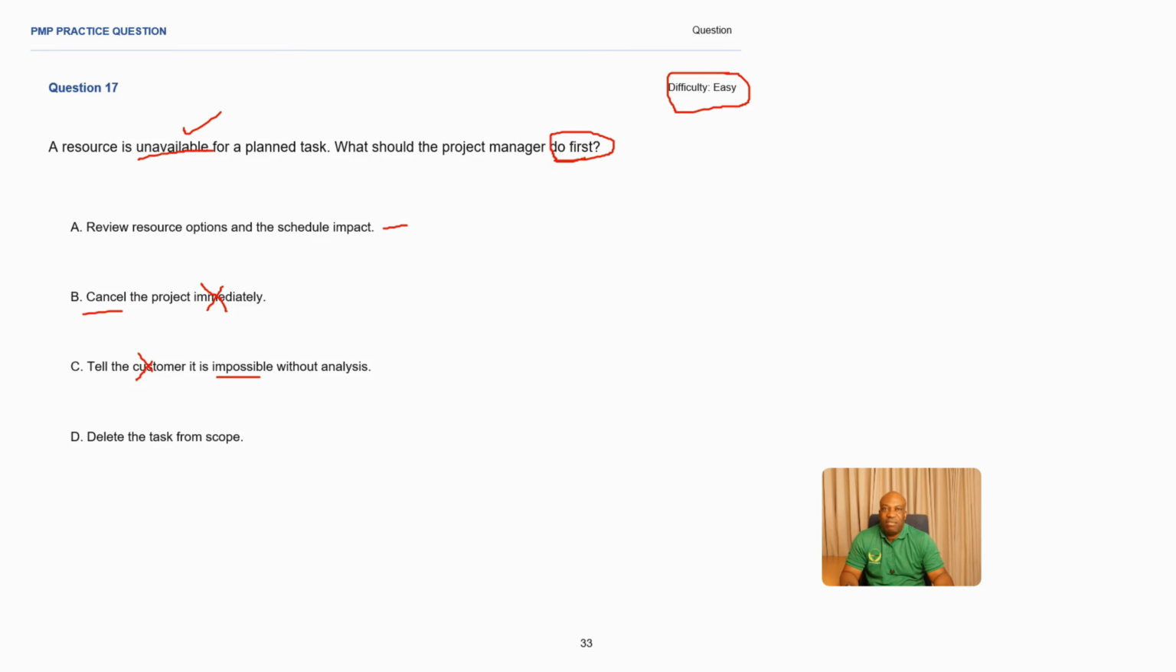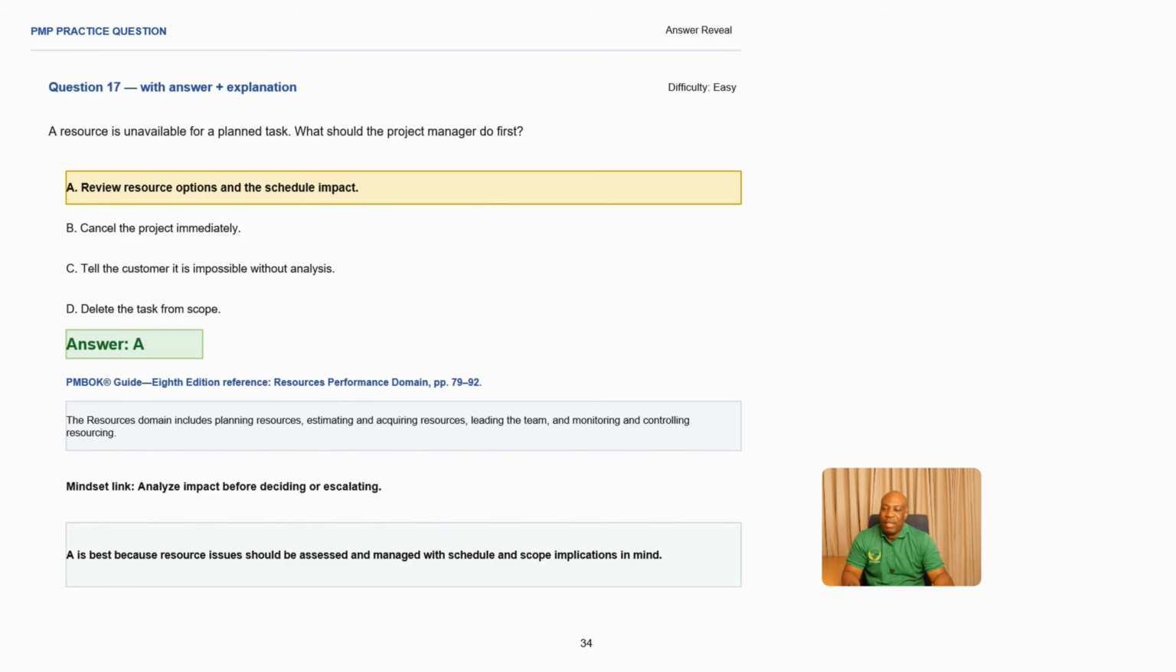Delete the task from the scope. You don't delete any task from the scope because a certain resource is not available. Okay, so thereby we eliminate this answer. So making A the best answer in this scenario, you need to review the resource options, okay, and also the schedule impact. So whenever you see any question which is asking about what should be done first, the best that you can do is to make sure that you do a review first before you act on anything. So what is our reference in our PM book? It's going to be the resource performance domain, all right? What does it say?